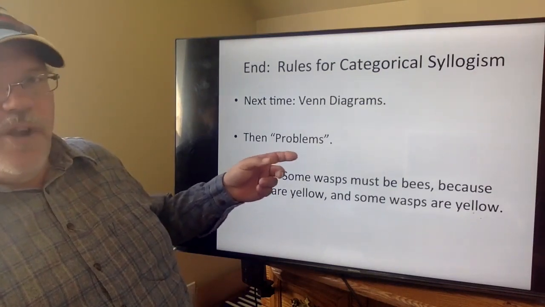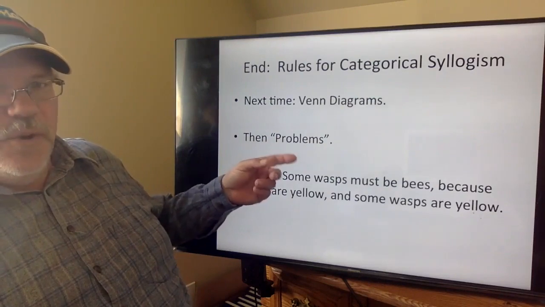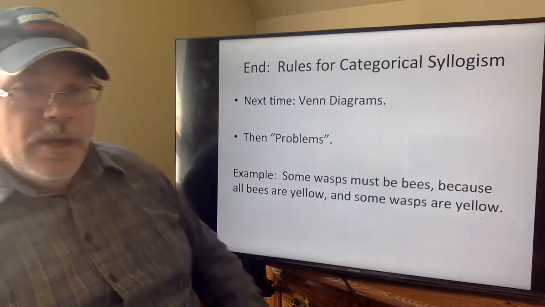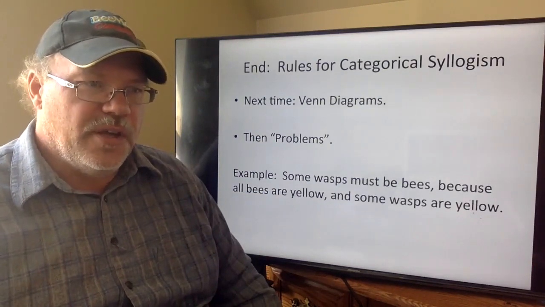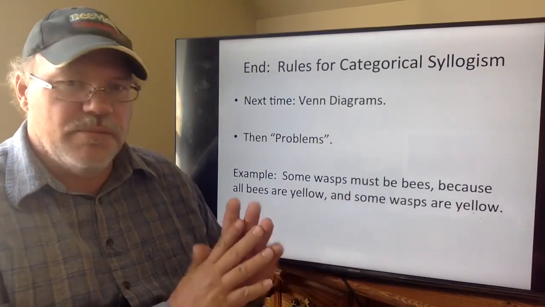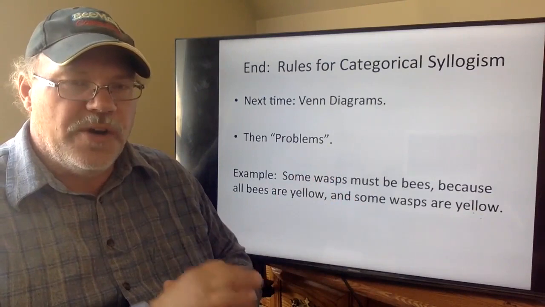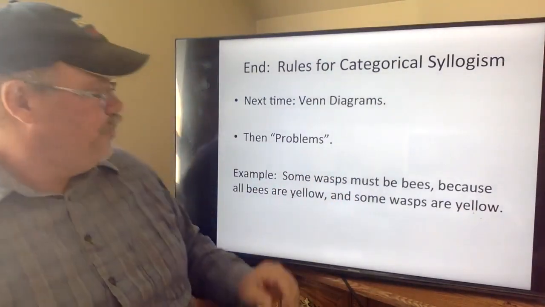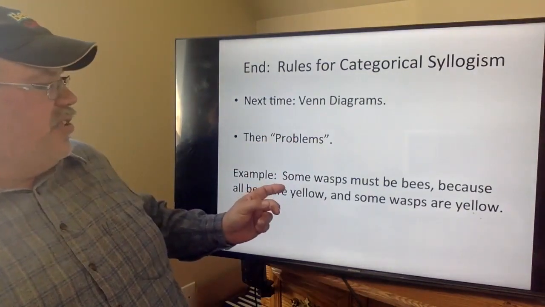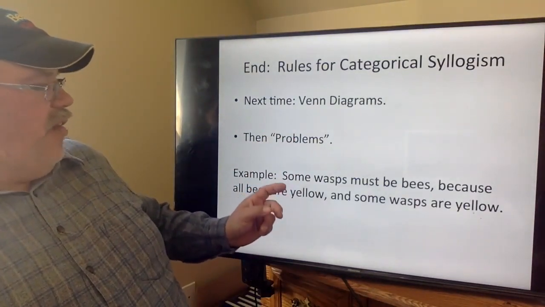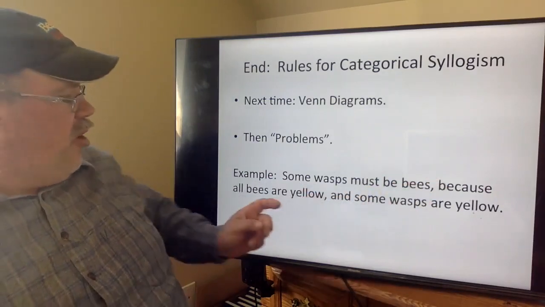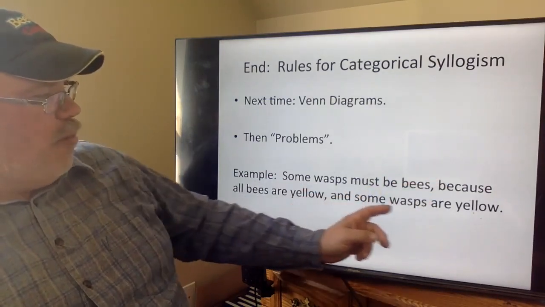We're going to do one whole video on just looking at syllogisms in ordinary language and getting them into form and then assessing them, which is really for the purposes of critical thinking. If it's all just abstract logic, pointless. We want to learn how to apply this to ordinary everyday situations. So here, as an example, suppose you have the argument, some wasps must be bees because all bees are yellow and some wasps are yellow.